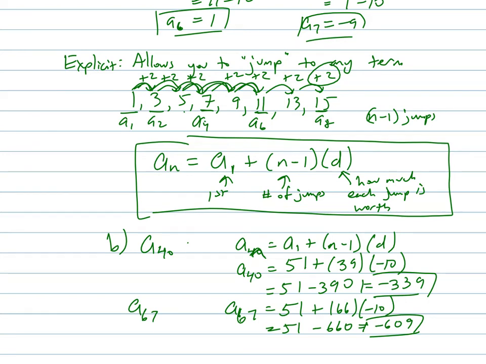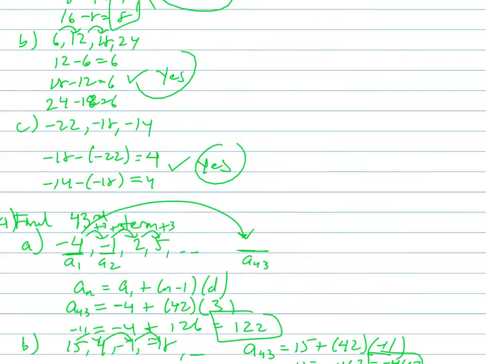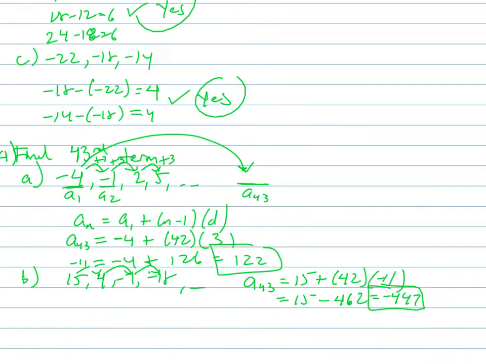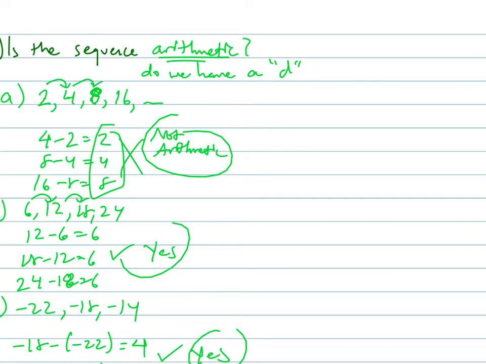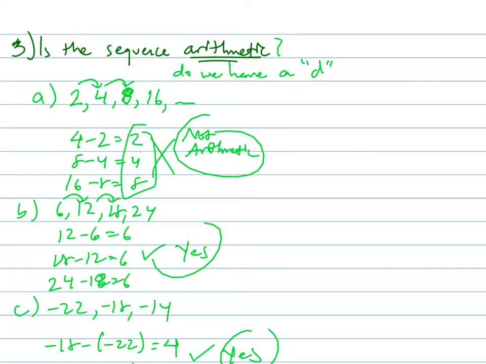Let's go ahead and try a few different types of problems. Another one, number 3. Is the sequence arithmetic? So our answer is going to be just yes or no. Remember, arithmetic means, do we have a d? Do we have the same number between all of these or not? So let's try some practice sequences.